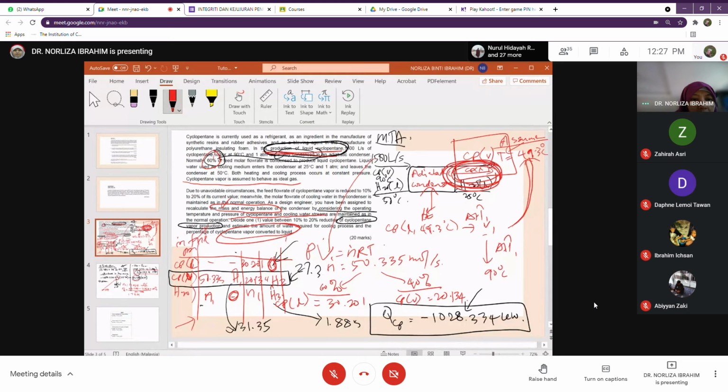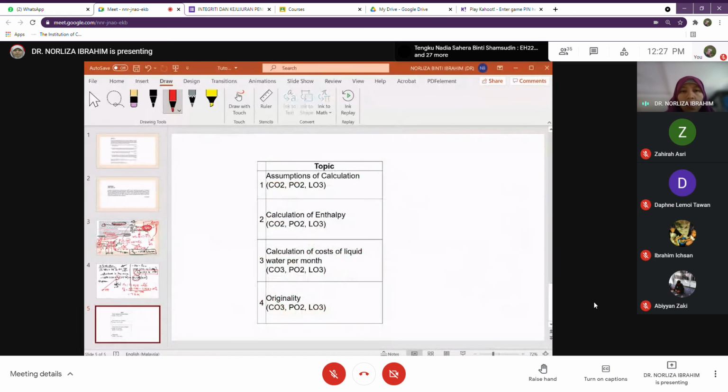So you can just ask me if you have any confusion. This is the test, again, with your assignment 1. If you have any question, just PM me. Now I want to go to the rubric. This rubric is actually for the second question of that MTA.